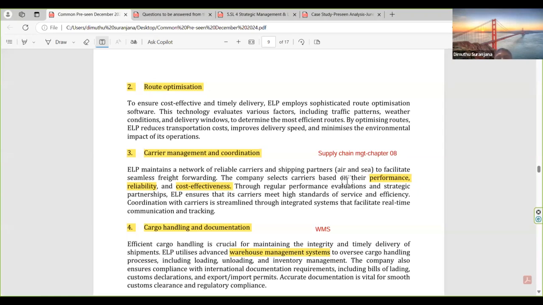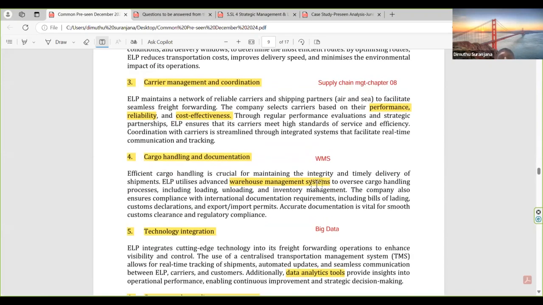The company selects carriers based on their performance, reliability, and cost effectiveness through regular performance evaluation and strategic partnerships. ELP ensures that its carriers meet high standards of service and efficiency. Coordination with the carriers is streamlined through integrated systems that facilitate real-time communication and tracking. And number 4, cargo handling and documentation.